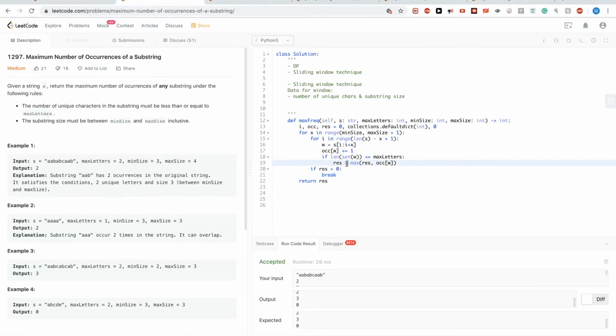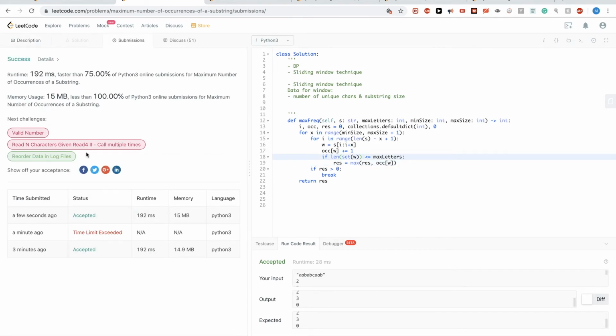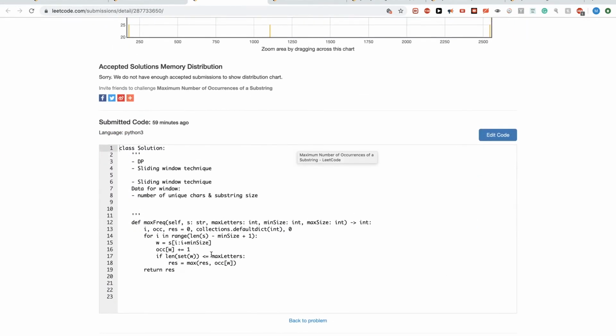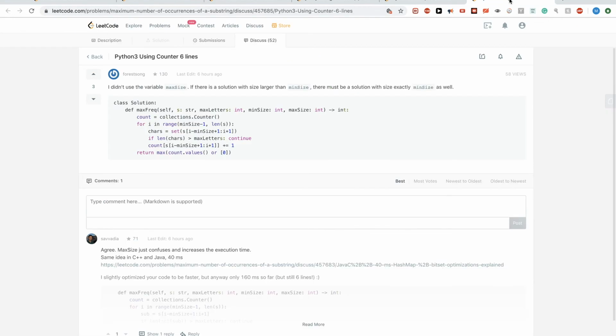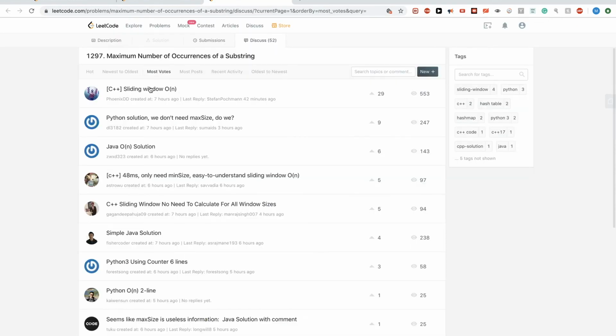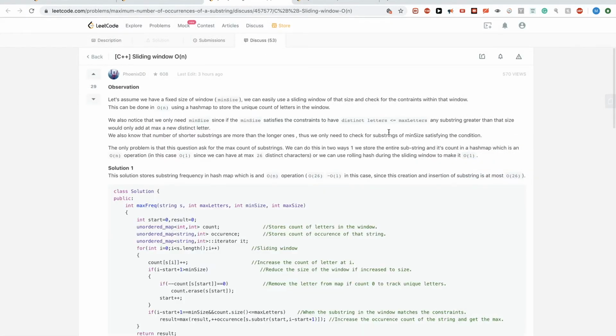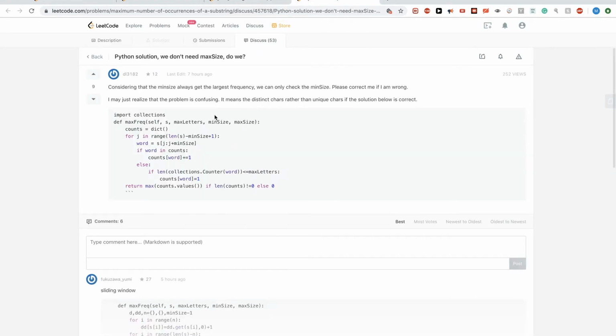Okay, so I solved it using this method here. So let's take a look at other people's solutions for a second here. Let's take a look at these two and see what people are doing for it. This one is similar to my solution, right?